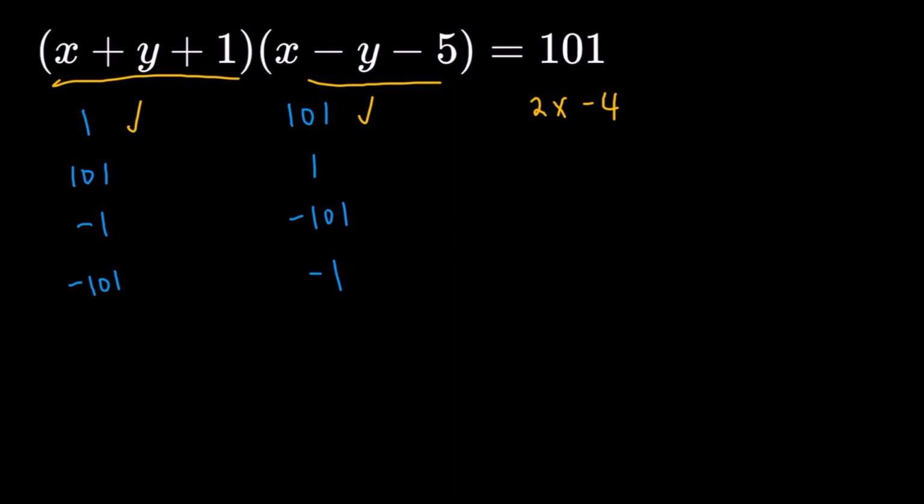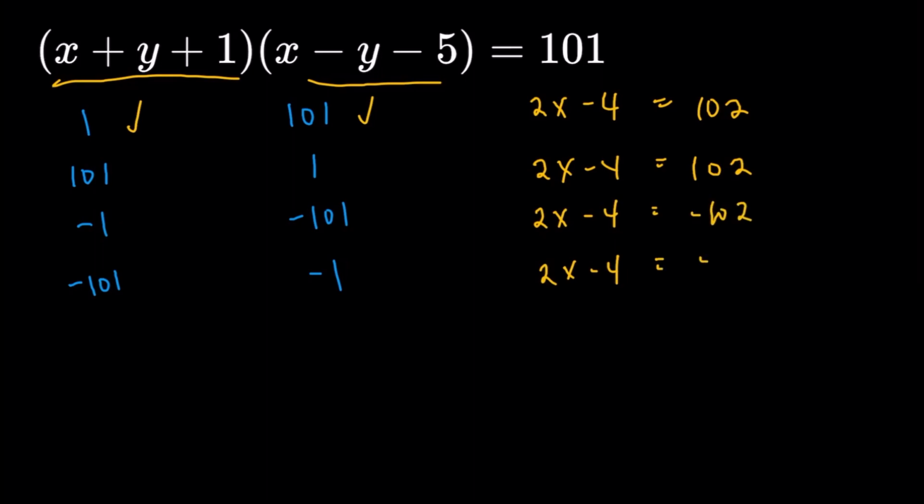So for example, in the first case, we know that 2x minus 4 is 102, right? Same in the second case, 2x minus 4 is still 102. And then in the last two cases, 2x minus 4 would both be equal to negative 102, right? We could try to solve for the values of x in each case. So the first two give us x is equal to 53. And in the last two cases, it's going to give us x equals negative 49.